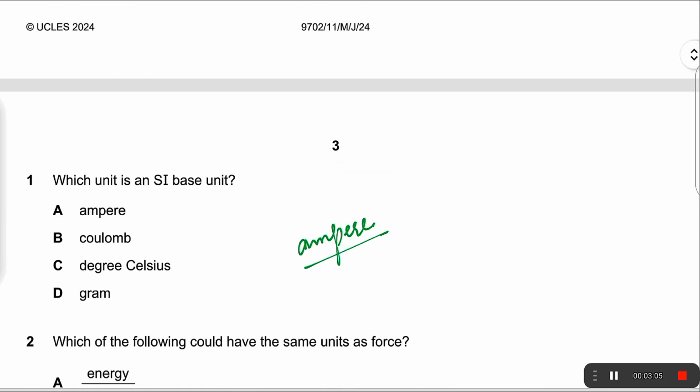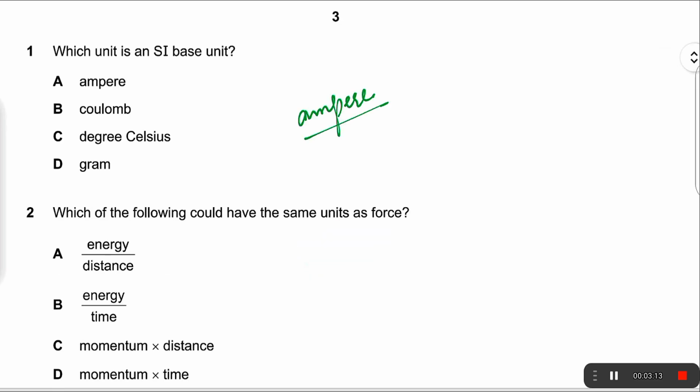Next question is, which of the following could have the same units as force? There are four options. That is energy divided by distance, energy divided by time, momentum multiplied by distance, momentum multiplied by time. If you will check, there is energy divided by distance. So energy divided by distance is the only option which gives us the same unit as force. That is, you know that force is a unit that is Newton. So energy divided by distance is also equal to Newton.